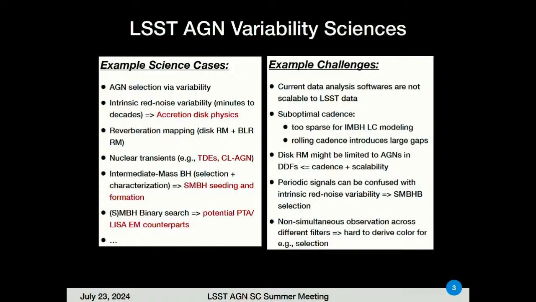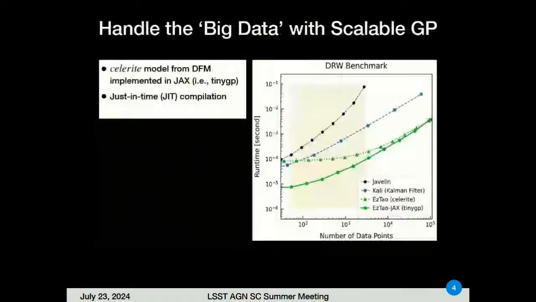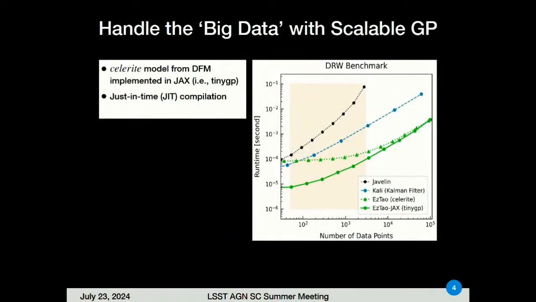Okay, so I will start with the first issue, the data volume problem, and our solution is using the celerite model coupled with the JIT compilation enabled by JAX. So don't worry about what those mean. It just means fast, okay? And how fast, the red plot gives you the answer.